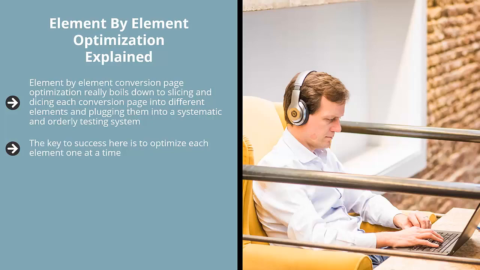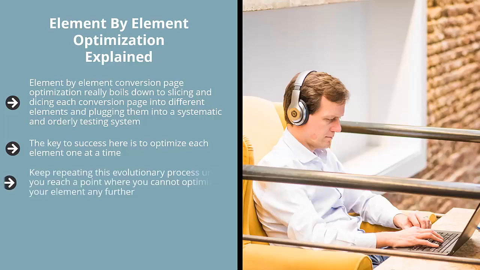Don't jump from element to element. For each element, come up with variations. Run your traffic test, and if you see a winner, make variations of that. See if any of the variations get better results than the first variation. Keep repeating this evolutionary process until you reach a point where you cannot optimize your element any further. In other words, you can't get any further improvements in conversions. Once that happens, you switch over to the next element and optimize that as well.